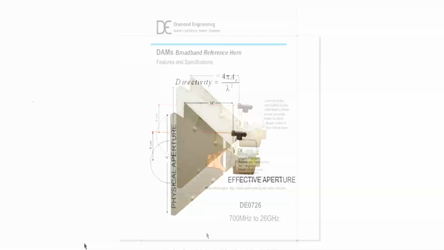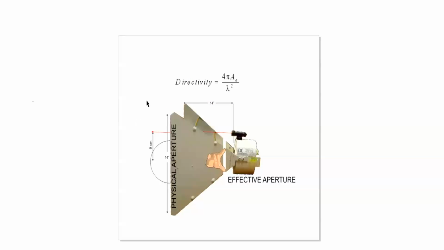As most of you already know, basic antenna theory teaches us that the directivity of an antenna is equal to 4 pi times the effective aperture area divided by the square of the wavelength. We also know that directivity is related to gain through efficiency. Thus, if we assume 100% efficiency, then we're actually dealing with the gain.